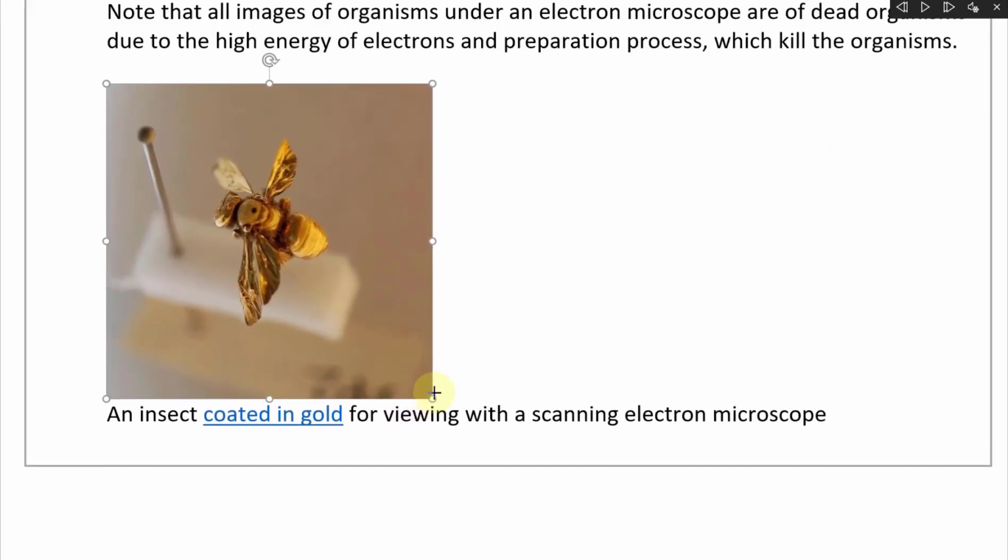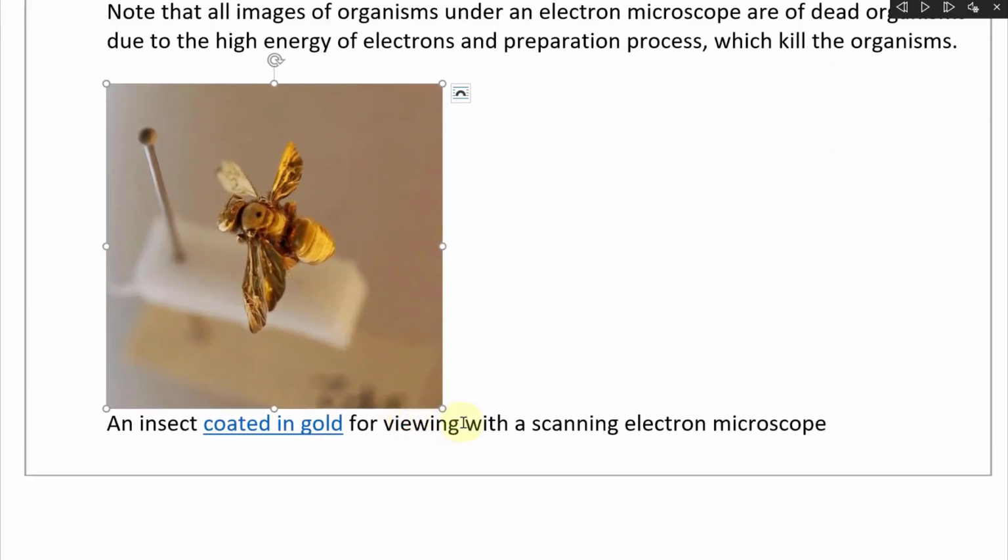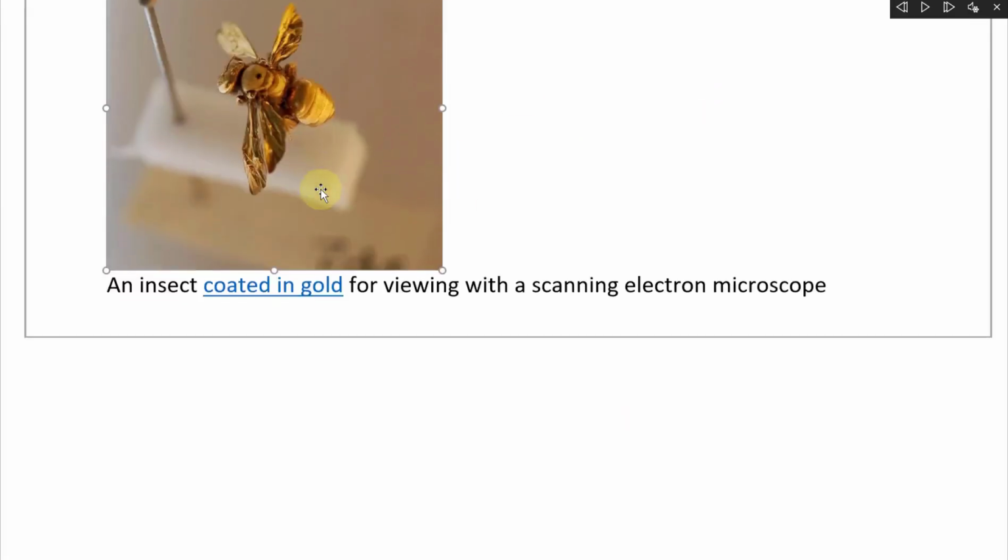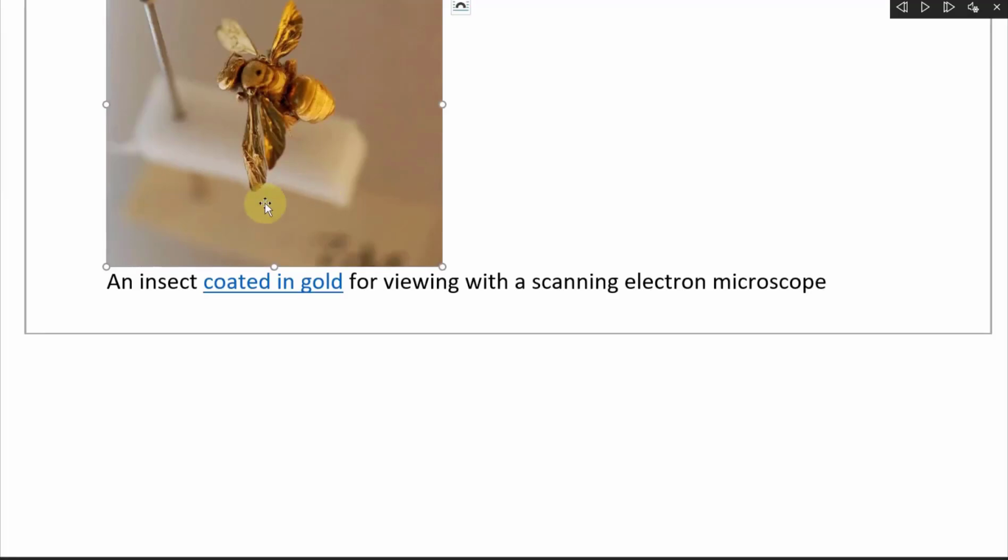So now here's an insect coated in gold for viewing with a scanning electron microscope. So you coat this all in gold, and then you fire a bunch of electrons on it, and then you can find the fine structures on it.